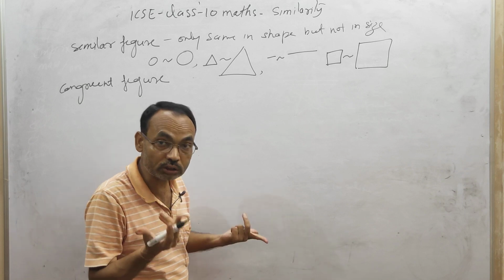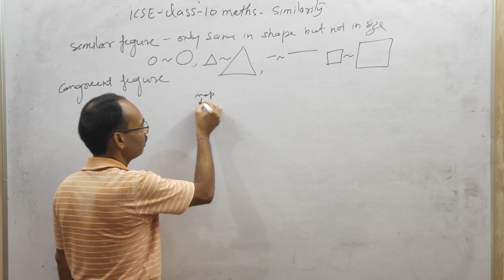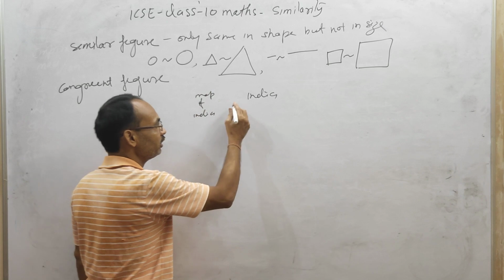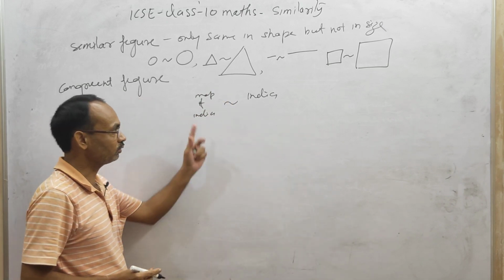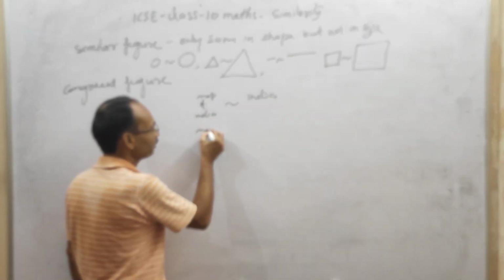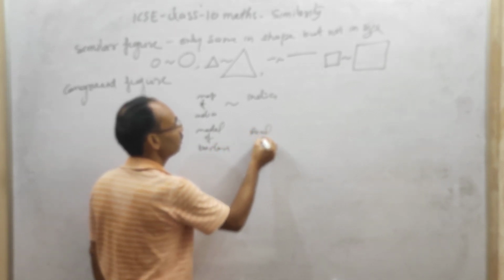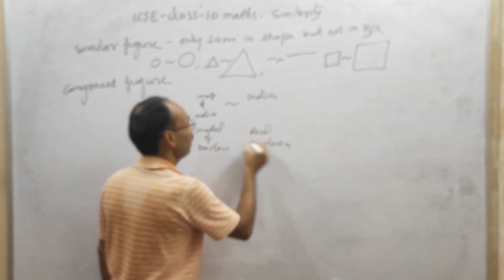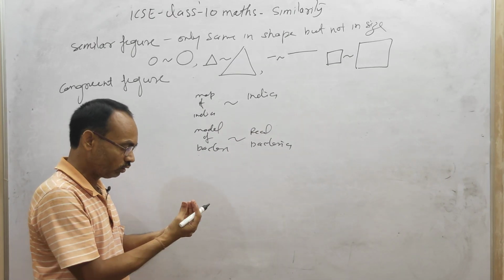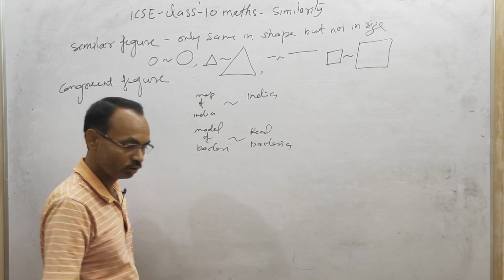For more examples, the map of India and India are similar figures because they are the same in shape but not in size. The model of a bacteria and the real bacteria are similar figures. So in similarity, the size is different but the shape is the same.